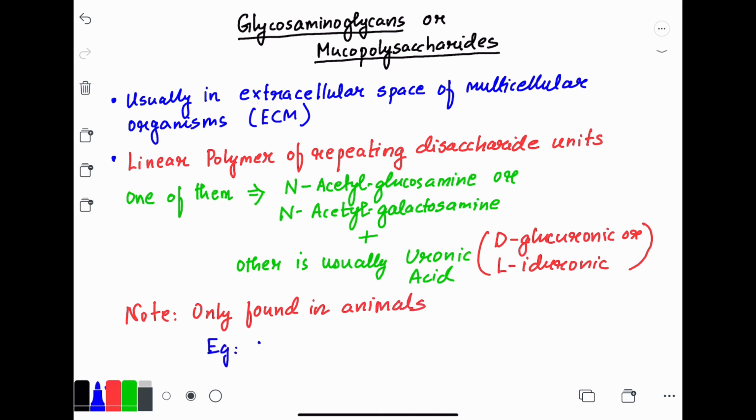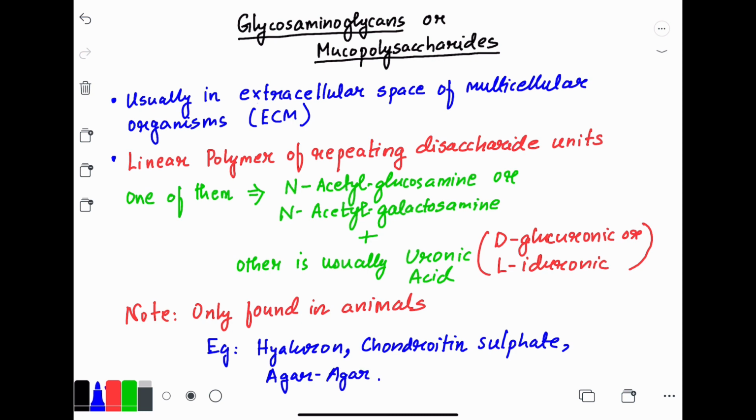Examples of these glycosaminoglycans are hyaluronic acid and chondroitin sulfate, also agar-agar. Agar-agar is used in gel electrophoresis.